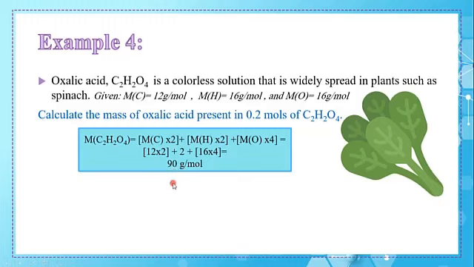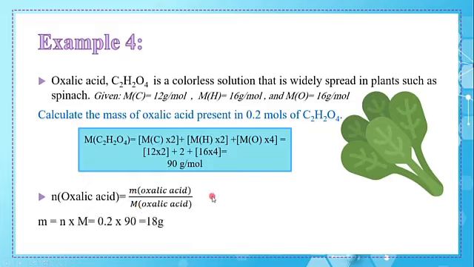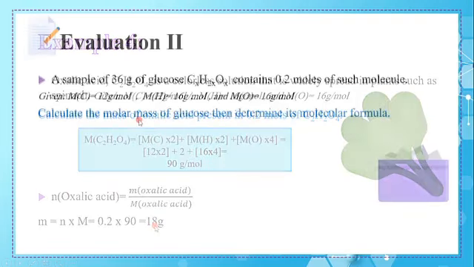Using the relation number of moles of oxalic acid equal to the mass of oxalic acid over the molar mass of oxalic acid, we can say that the mass of oxalic acid is equal to the number of moles multiplied by the molar mass. The number of moles of oxalic acid is already given, 0.2 moles. The molar mass is already calculated, 90 grams per mole, so the mass of oxalic acid is 18 grams.